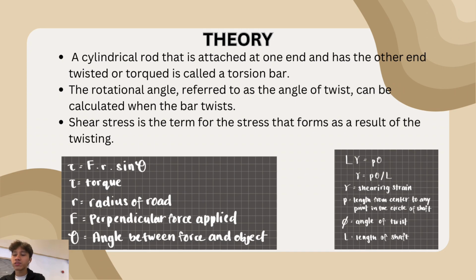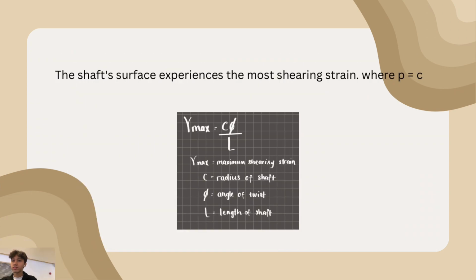We can get the shear stress equation from L multiplied by gamma equal to rho theta, and we can get gamma equal to rho theta divided by L, where gamma is the shearing strain, rho is the length from the center to any point in the circular shaft, theta is the angle of twist, and L is the length of the shaft. The shaft or rod surface experiences the most shearing strain, where rho is equal to c. We can get gamma max equal to c theta divided by L, where gamma max is the maximum shearing strain, c is the radius of the shaft, theta is the angle of twist, and L is the length of the shaft or rod.